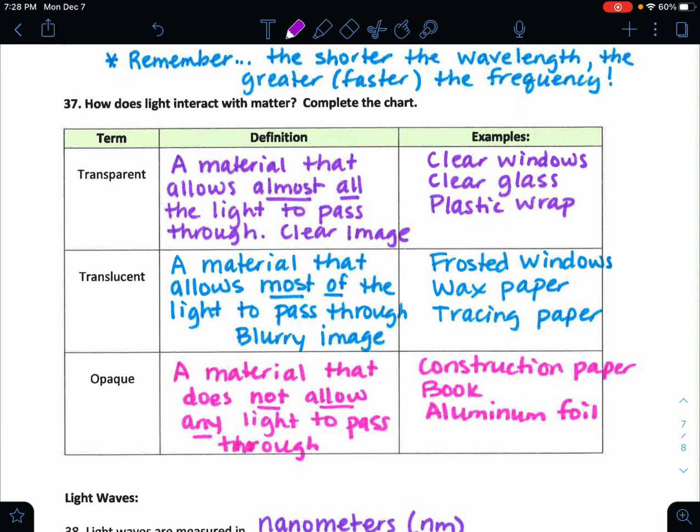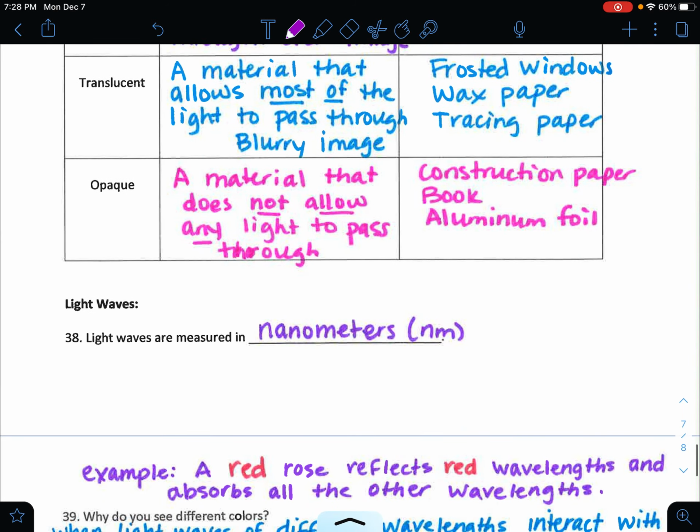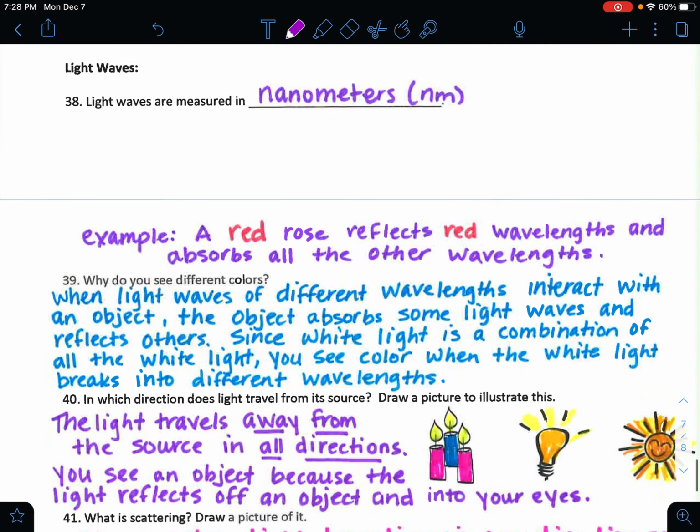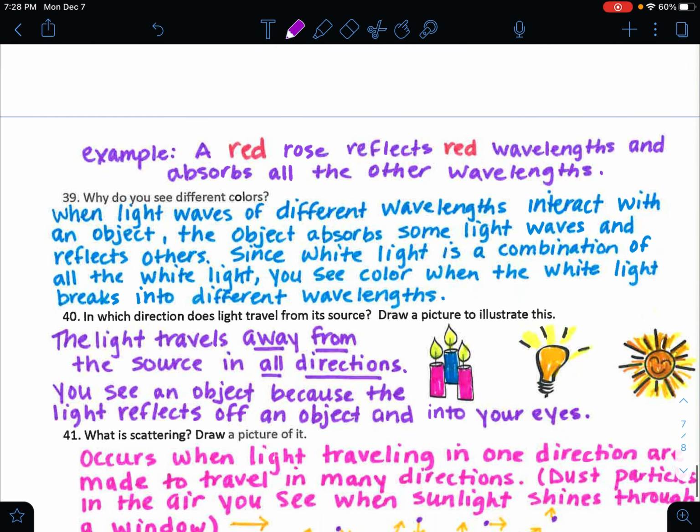Okay, opaque, you can't see, no light makes it through. So a material that does not allow any light to pass through. So construction paper, book, aluminum foil, go on and on. If you hold it up to light and you can't see anything through it, then that's opaque. Okay, if it's perfectly clear, it's transparent. If it allows some light, but it has a blurry image, then that would be translucent. Okay, all right. So light waves are measured in nanometers.